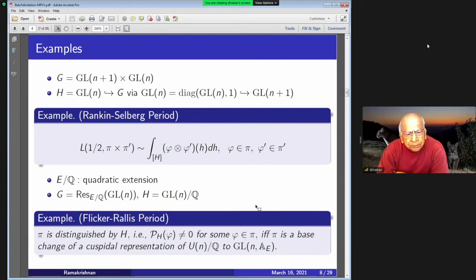So if you take the L(1/2) of the Rankin-Selberg product, then it is known by Rankin-Selberg theory to be approximately the period of phi tensor phi prime. What does it mean? Phi is a cusp form on GL_{n+1}, phi prime is a cusp form on GL_n, and then you take the tensor product as a form on the product, and then you integrate over H. So this is sometimes called the Rankin-Selberg period.